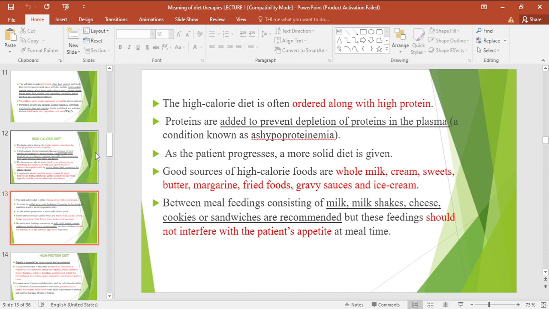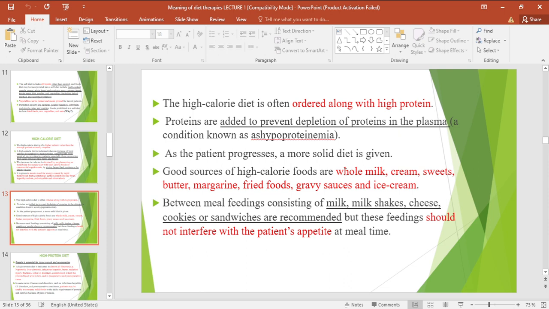Why? It's because proteins fuel a lot of functions in the body, and all body structures are made out of proteins. So it's not advisable for the body to mobilize proteins for energy, because they might not perform their work to the maximum. That's why they are always the last resort. So as the patient progresses, you find that a more solid diet may be given. And the good sources of these high calorie foods may include the whole milk, creams, sweets, butter, margarine, fried foods, gravy sauces, and ice cream.